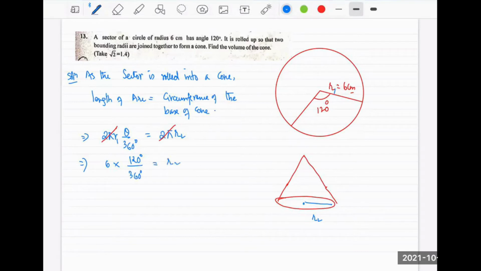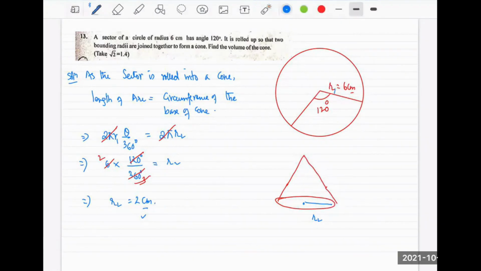And we are finding out R2. Let's cancel out: 123 is 360, 3 2 is 6. How much is R2 then? R2 is equal to 2 centimeter. What else? This radius 6 centimeter here will be equal to the slant height of the cone, right?